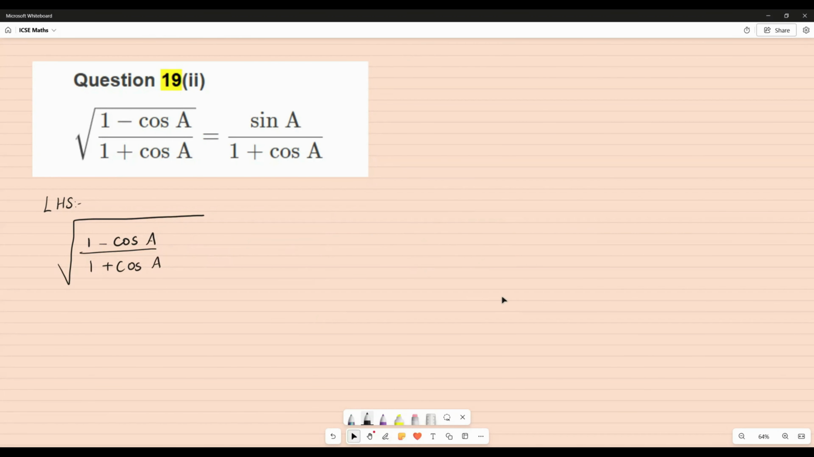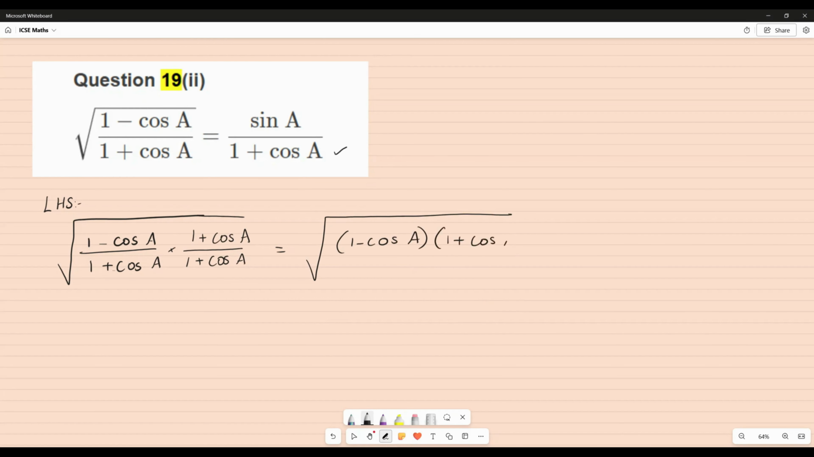We are now going to see the second question of question number 19. Now we will observe the right hand side. We need 1 plus cos A, but this 1 plus cos A is under a square root. Whatever I multiply with the denominator, I have to multiply with the numerator also. So it becomes 1 minus cos A into 1 plus cos A divided by 1 plus cos A the whole square.